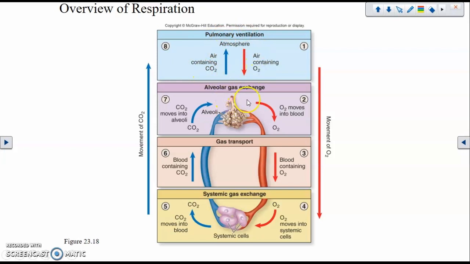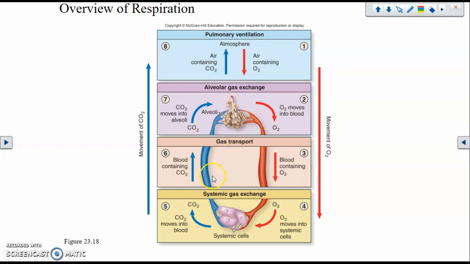The second type of gas exchange actually occurs in the capillaries, and this occurs in systemic cells. And the movement of oxygen is actually reversed. Oxygen in this case enters the systemic cells to be used for ATP production, and carbon dioxide then exits and enters the veins, where it then terminates in the alveolus.